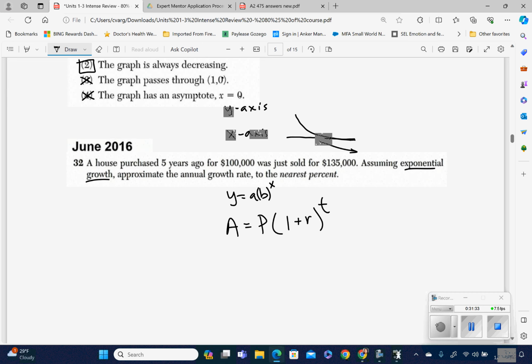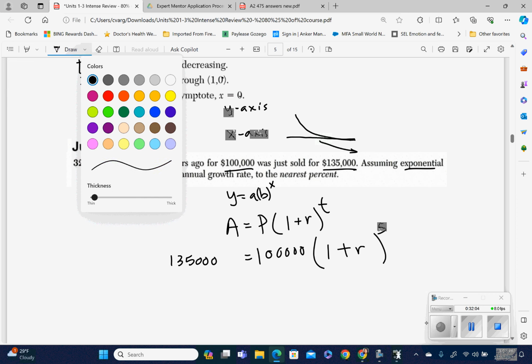So our original amount is 135,000. No, that's how much it was sold for. 5 years ago it was 100,000. So 100,000 is going to be our principal. That's the first number that we have. And then our time is going to be 5 years, and the 135,000 is going to be how much it's worth now. So how do you figure out what is your r?